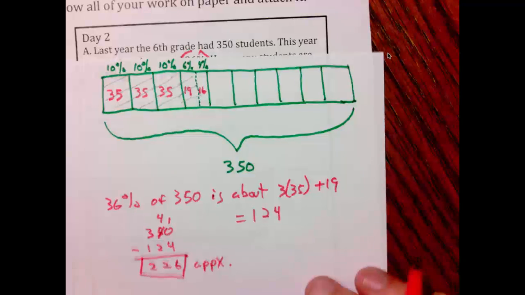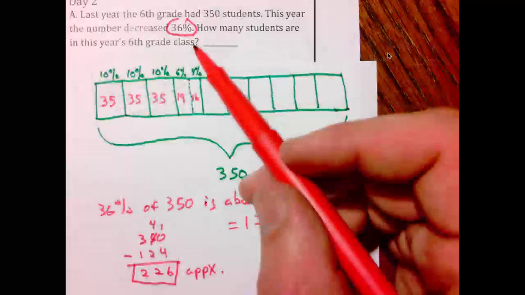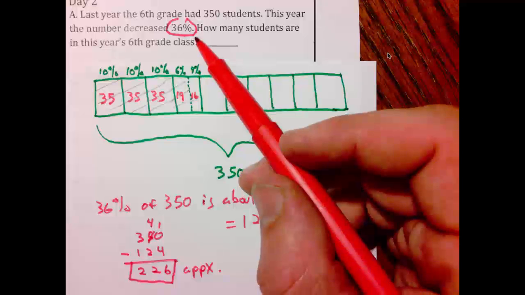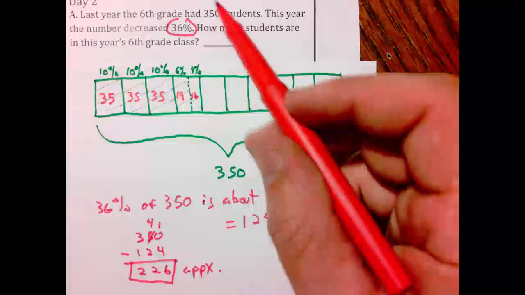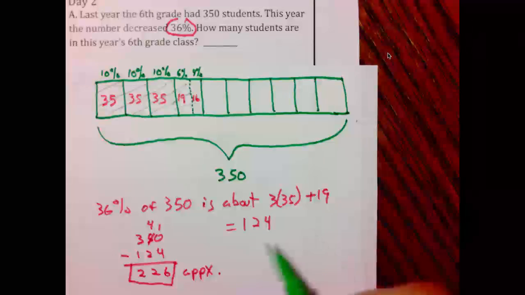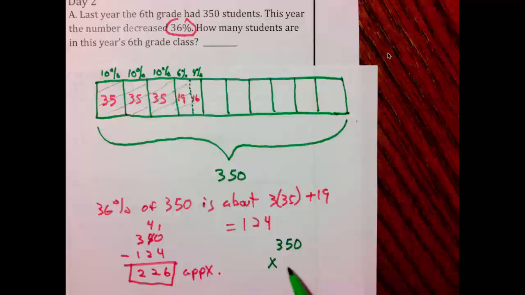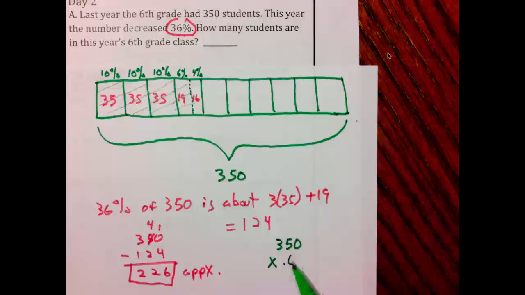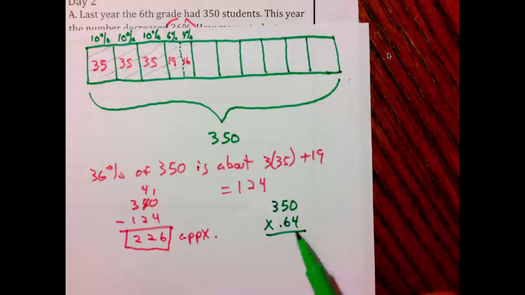How could we find this exactly? Well, we could multiply. If we decrease by 36%, how much percent would remain? Well, 100 minus 36 is 64%. So we want to know what is 64% of 350. We could simply multiply 350 times the decimal equivalent, which is 0.64. All right, let's do this multiplication, and hopefully we get a number near 226.